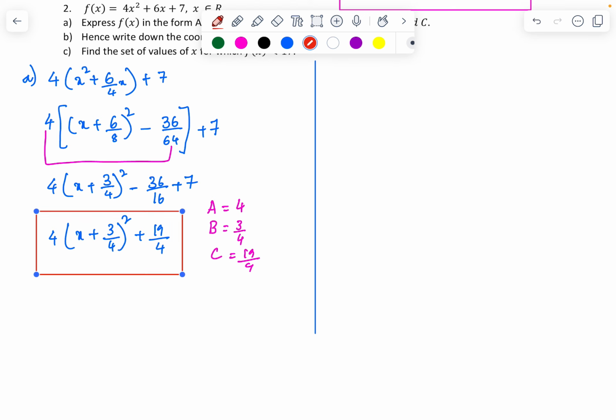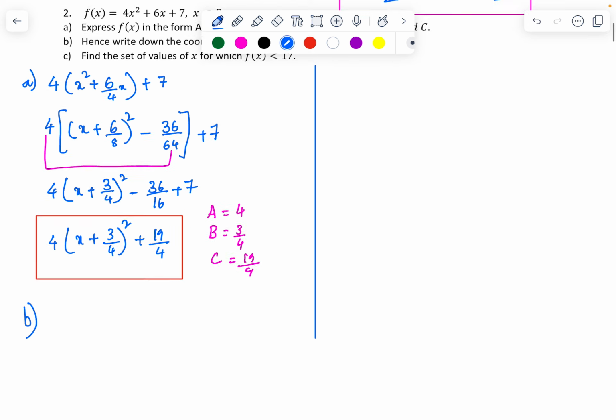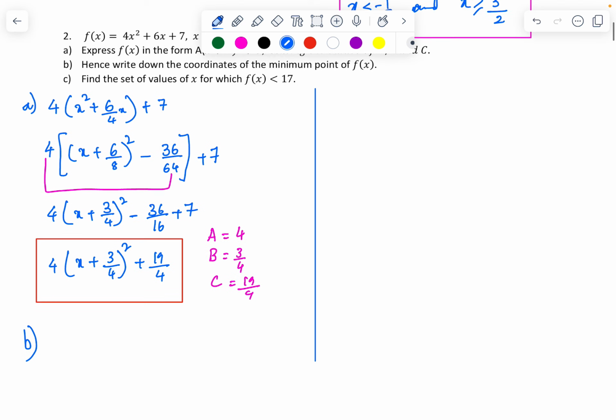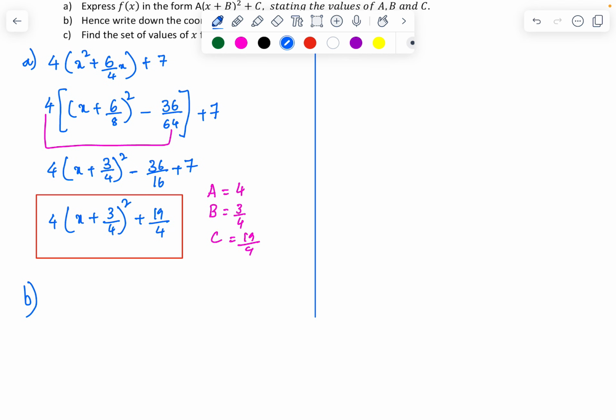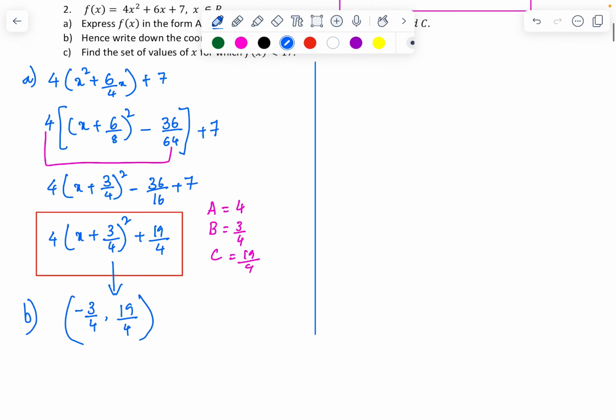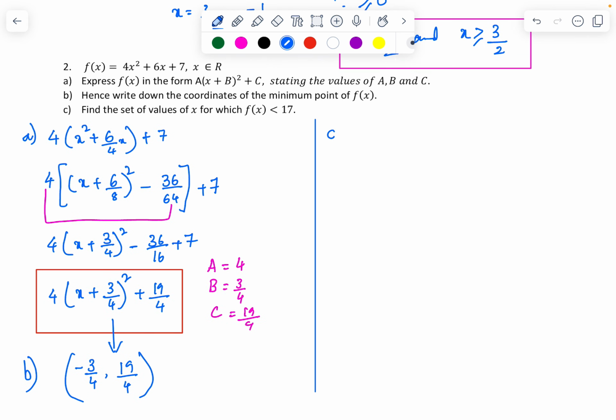All right. Then B, hence write down the coordinates of the minimum point of f of x. So the minimum point is negative 3 over 4 comma 19 over 4. That is the purpose of completing the square. We can write the minimum point or maximum point from here. All right. Then question C, find the set of values of x for which f of x is less than 17. So I will use the completing the square form. That's easier for me to solve the equation.